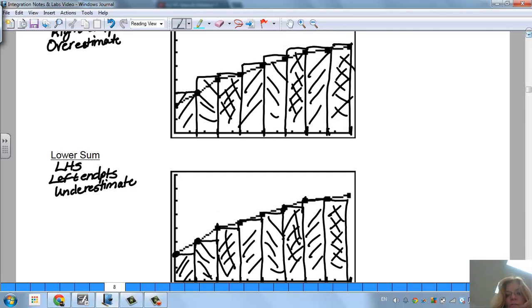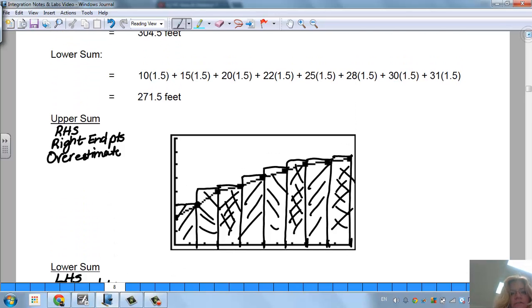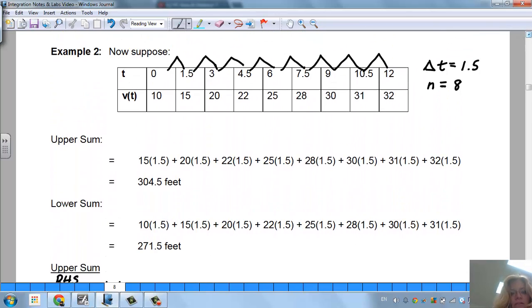Okay, so let's go up and see what we did here for numbers. I did this already, but the only thing that's different here is I put it afterwards. Here is my change in time, which was 1.5 seconds. And then for the upper sum, I'm going to use the right-hand side. So here's my first rectangle right here. I start here and I come all the way to the end. I started at 15 and came all the way to 32, and I multiplied all of them by 1.5, because it's base times height, or velocity times time, to find the distance, and then I add them all up, and it came to 304.5 feet.